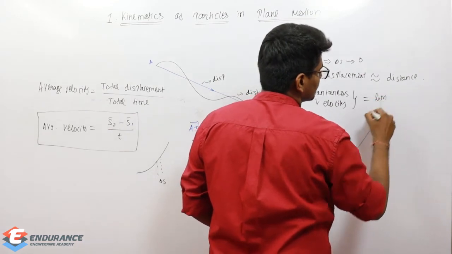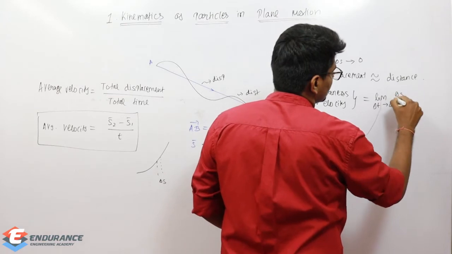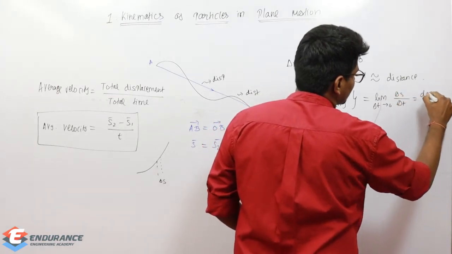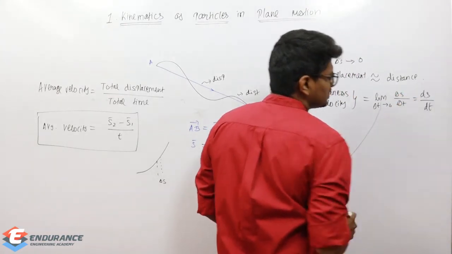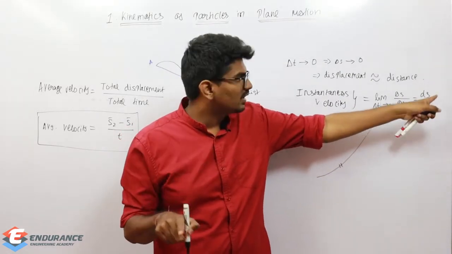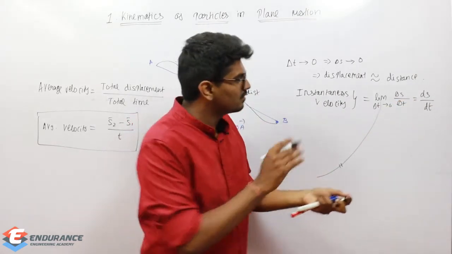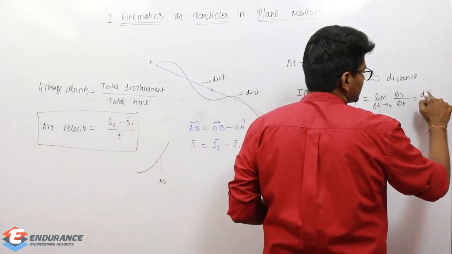Okay, limit, what is that? Limit delta t tending to 0, delta s by delta t, which is nothing but ds by dt. See, this s can be s vector or s, because since I am finding instantaneous velocity, s and s vector will be same only. For simplicity, let me just mark it as s vector.